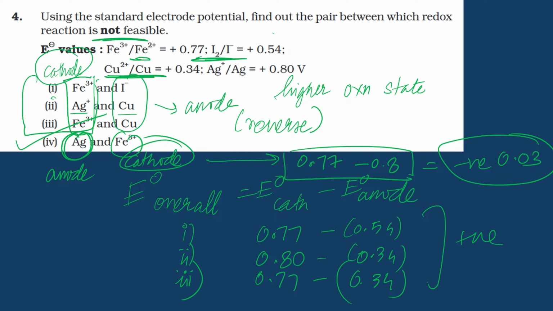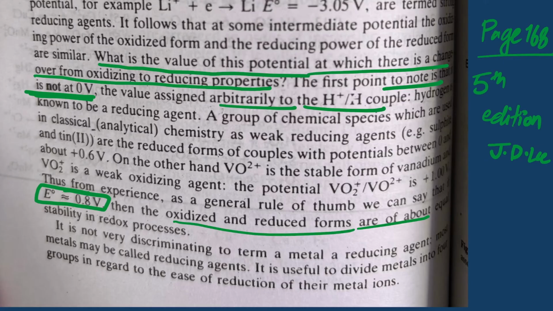I want to mention something important over here, right? A little bit of theory inside, and I'm aligning this with question 4 itself. In theory we read that E naught is given to be 0 for the H plus slash H couple. This text you see on your screen is from page 168 of the 5th edition of J.D. Lee, and I thought this is an important, interesting thing to note.